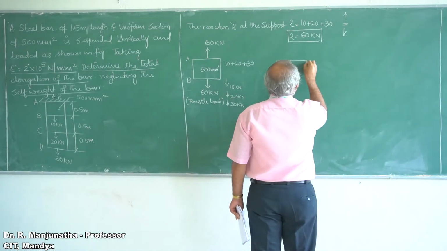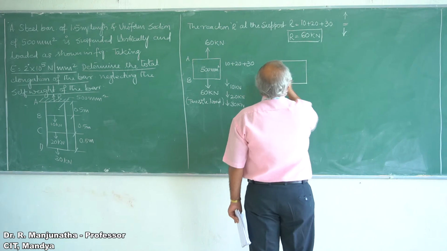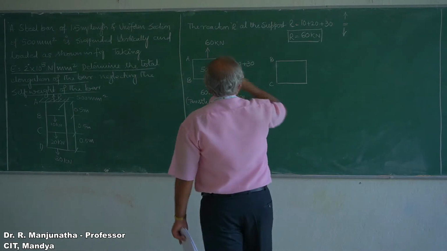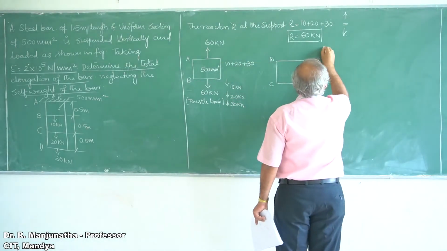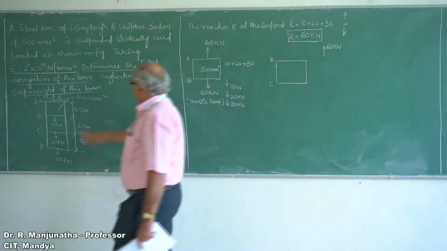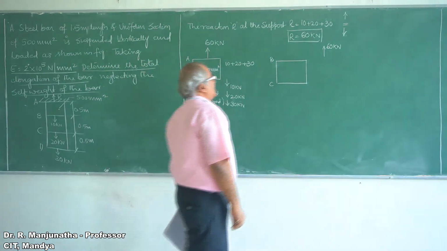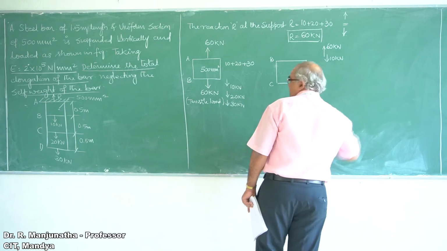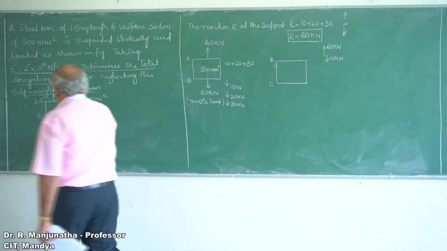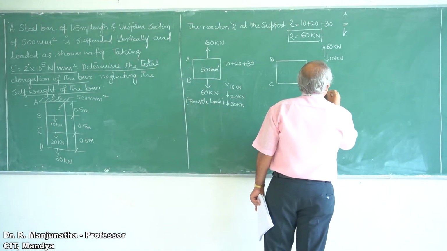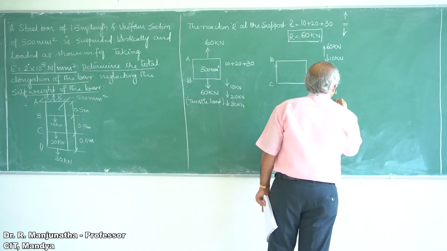So here in this segment BC, one force is acting upward, that is the support reaction R, which is 60 kilonewton. Then again we have 10 kilonewton acting downwards at the point B. Then at the point C we have 20 kilonewton acting downwards, and again 30 kilonewton acting downwards.